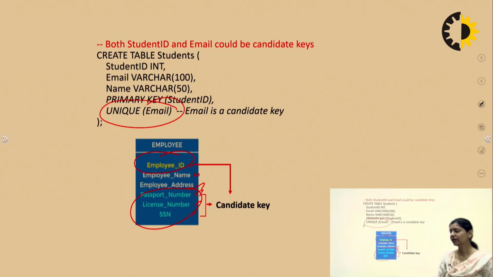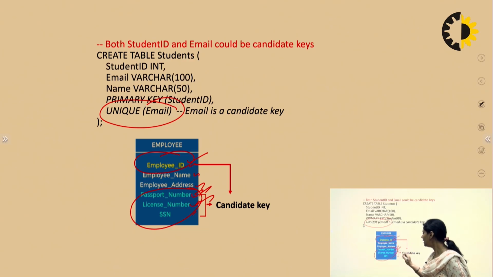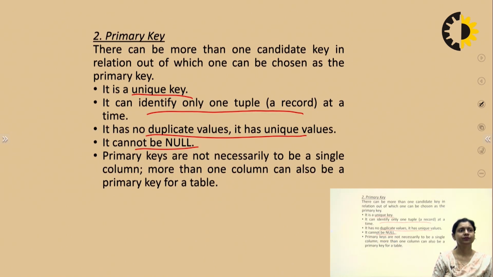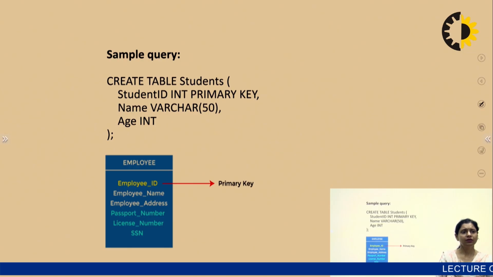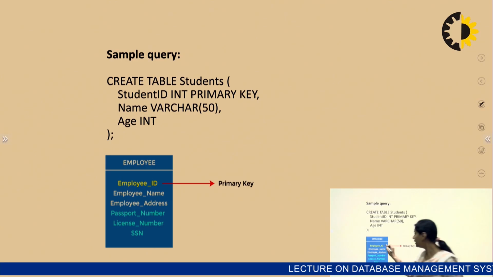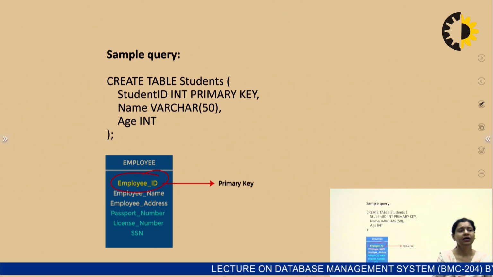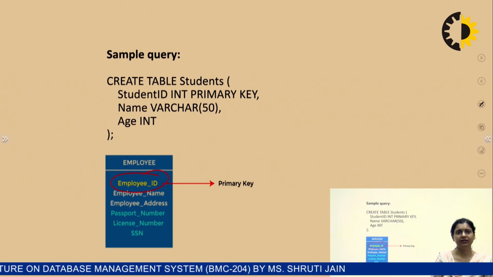So, if we look over here, we can take the employee ID or passport number or license number or SSN, any one or a combination of keys as a primary key. So, in this example, we have taken the employee ID as the primary key. The rest of the candidate keys are not selected as a primary key.